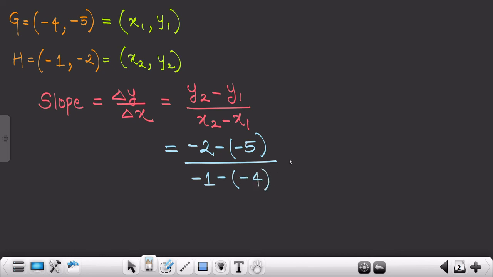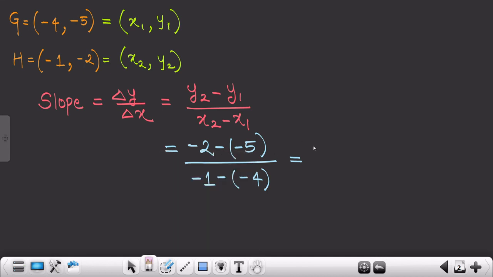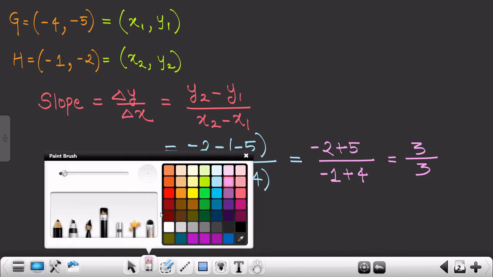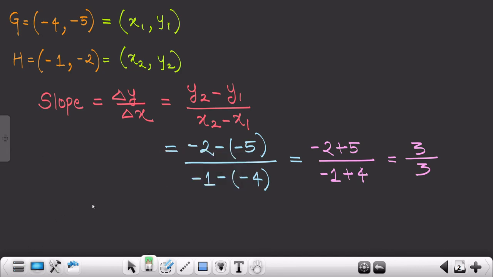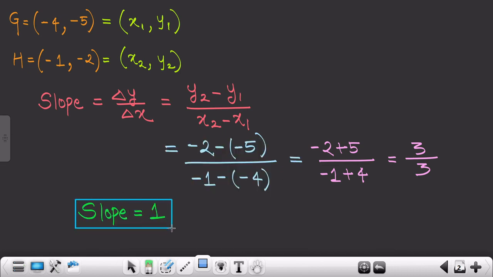And thus this pans out to be: this is minus 2 and this is plus 5, and this is minus 1 and this is plus 4, which is equivalent to 3 by 3. So you are getting the value 3 by 3, and thus your slope pans out to be 1. So the value of slope is 1. I hope you are getting my point and are able to understand this. Let me highlight it: the slope is 1.